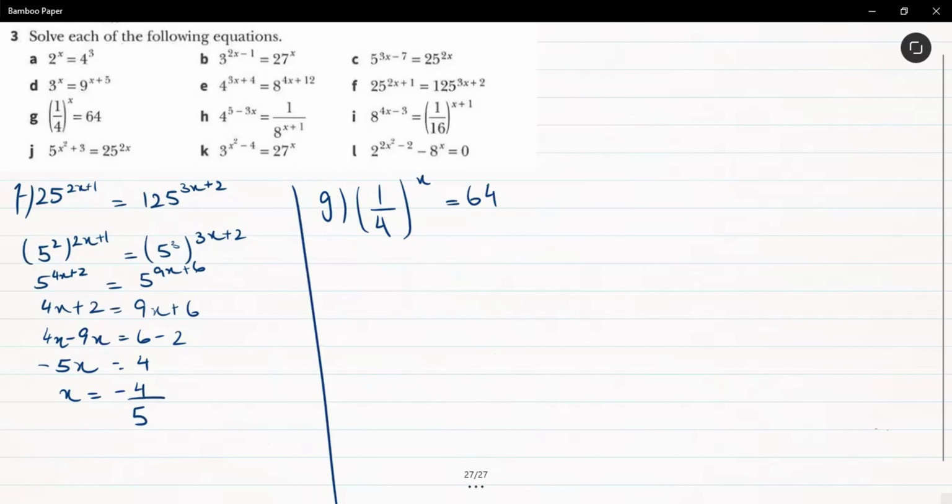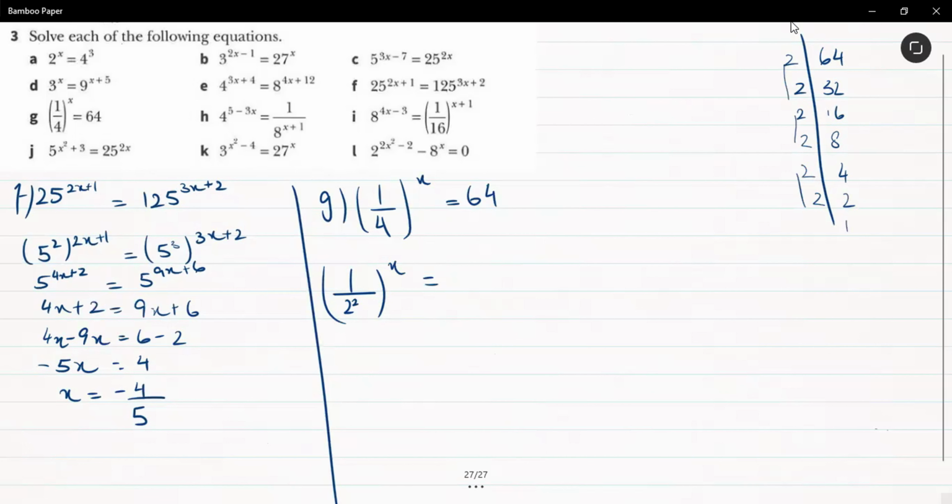Okay, so just simplify this really quick. We know that 1 over 2 squared is equal to 1 over 4. Now take out the factors of 64: 2 threes are 6, 2 twos are 4, 2 sixes are 12, 2 eights are 16, 2 fours are 8, 2 twos are 4, and 2 ones are 2. 1, 2, 3, 4, 5, 6. So this is going to be equal to 2 to the power 6.